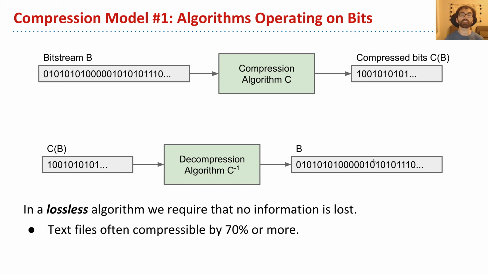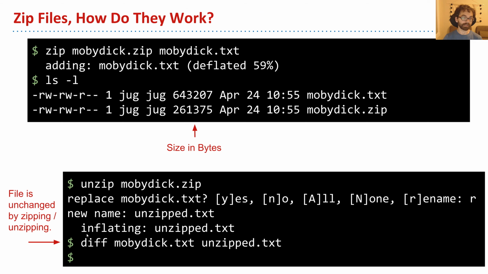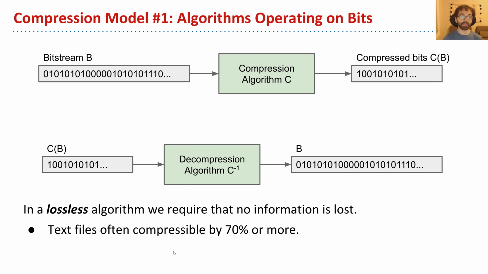This is going to be a lossless model of compression, and it is going to enforce the rule that no information is lost. So we don't lose anything. We get every single bit back. And interestingly, we find that even with lossless compression, where we don't lose any information at all, the text files like, say, mobydick.txt, they were often compressible by 70% or more. That's pretty cool, and we're going to try and understand why that works.